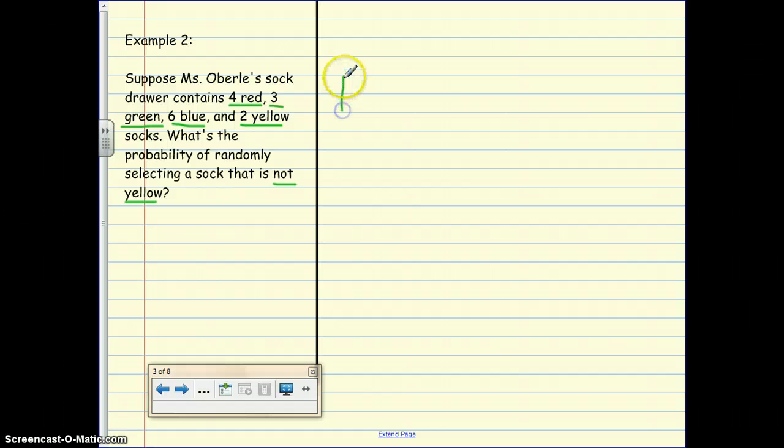So again, probability is what we're being asked to find. Probability is always favorable over total. So how many socks are not yellow? Because that's what is favorable here. So 7 plus 6 is 13 socks are not yellow out of 15 socks total, if we add those 2 yellow socks in.